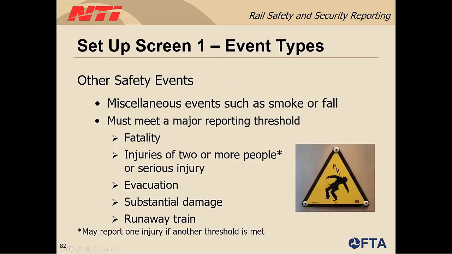And then the last option is the other safety events. These are the events that don't fit into any of the other categories, but they meet a reporting threshold. This might be an evacuation due to smoke or a fall in a transit station resulting in a fatality. Notice a little asterisk next to the injuries of 2 or more people or serious injury. Remember, if there's 2 or more non-serious injuries, that does get bumped up from the non-major, as James mentioned, to a major event.